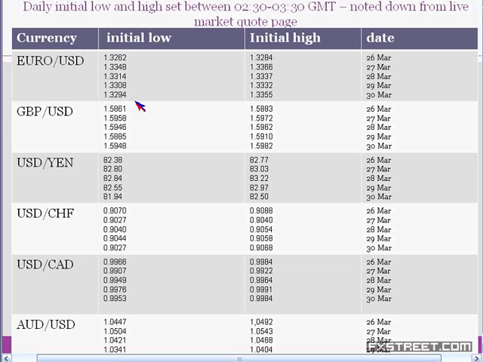Today is Friday, and in the live market code page you can see that the initial low was 1.3294. Still it has not been breached. In the current live market code page you can see 3294 is still the low, whereas the high has been breached. 3355 was the initial high. They went up to 3375, another 20 pips above, and currently have come down below 3355.